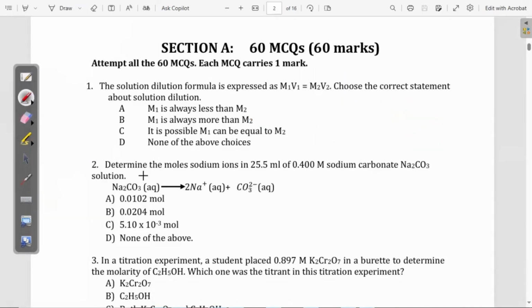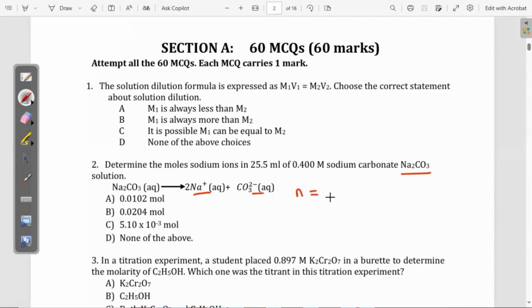Let's look at question 2. They're saying determine the moles of sodium ions in 25.5 milliliters of 0.4 molar sodium carbonate. So sodium carbonate is given by this formula. Here what we have to do is write its dissociation formula, which has been written for us like that. So let's calculate the moles of sodium carbonate.